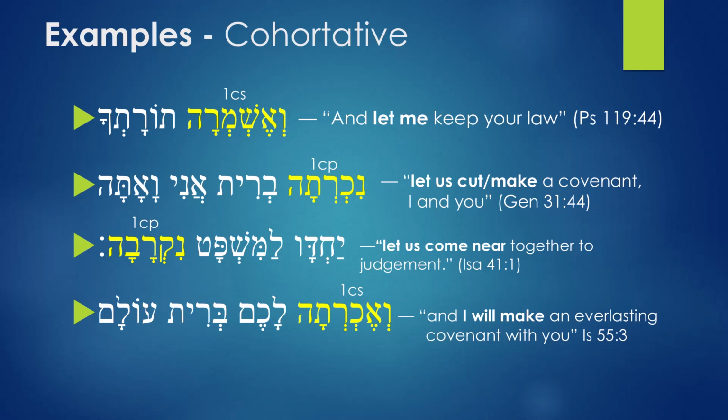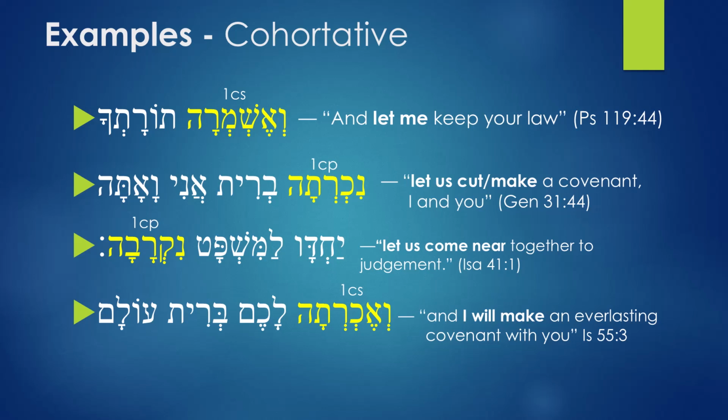But then to translate it, you're going to look at the root. It has karat, kaf resh tau, and karat means he cut, and that refers to cutting or making a covenant. So as a 1CP cohortative, the translation is going to be, let us cut a covenant, or let us make a covenant. Remember, the key in translating a cohortative is going to be let us if it's plural, let me if it's singular. In this case, the ni prefix is plural. So you're going to say, let us make a covenant.